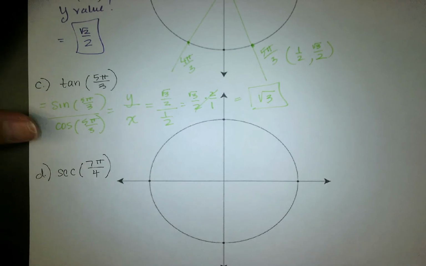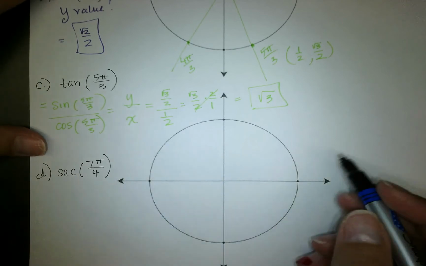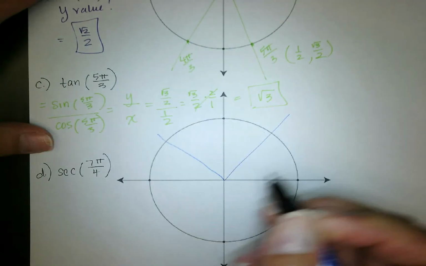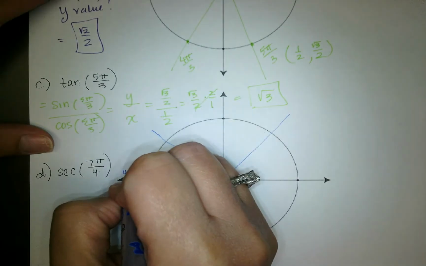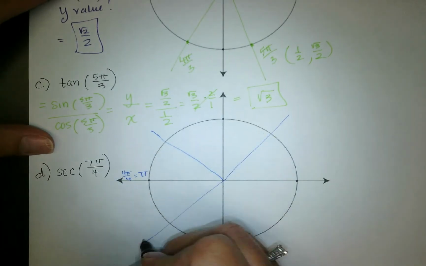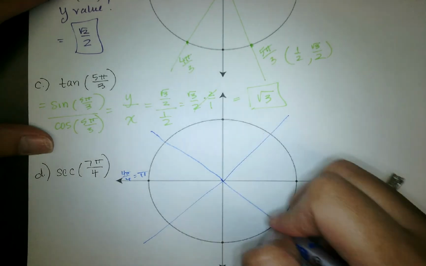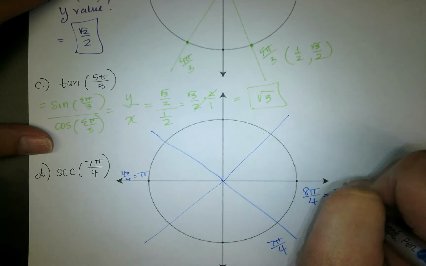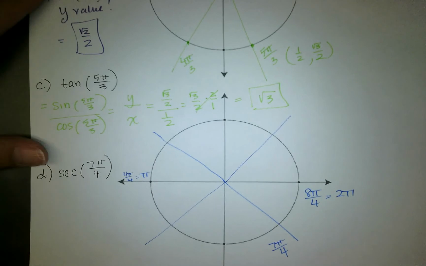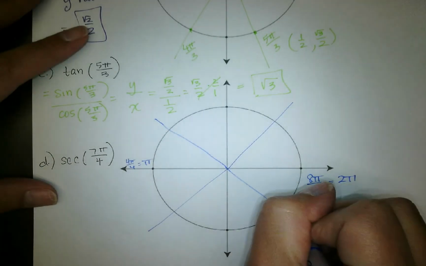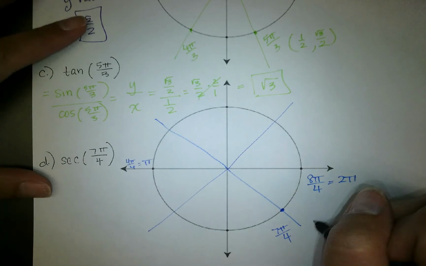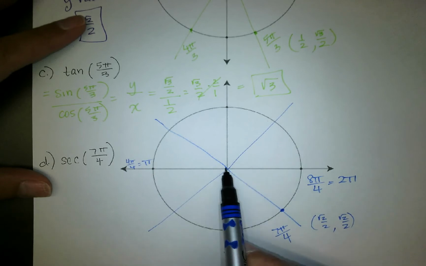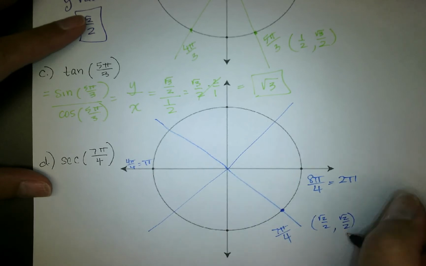Secant of 7 pi over 4. So let's go to 7 pi over 4. 1 pi over 4, 2 pi over 4, 3 pi over 4, 4 pi over 4, 5 pi over 4, 6 pi over 4, 7 pi over 4. You know how it's easy to remember that? This is 8 pi over 4, since this is 2 pi, so it's 1 less pi over 4. Okay? Alright, 7 pi over 4. Bam. Right there. Let's write down our GPS coordinates. Square root of 2 over 2, square root of 2 over 2. Let's look at the signs. X is move right, so that's positive. Y is down, so that's negative.